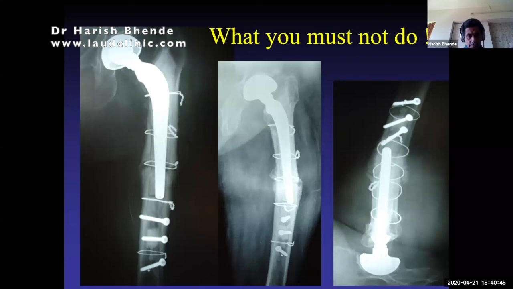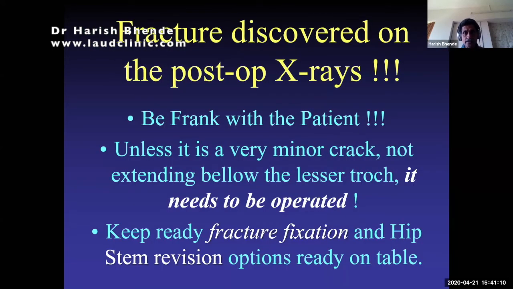So these are incomplete or half-hearted surgical attempts. If you are doing a surgery, make sure of what you do on the table. The first chance you get is the best chance, and you may not get a second or third chance, because that means a bigger operation, and sometimes the patient may not be very happy with this and may not stick to you in the future. Now, what happens to a fracture discovered after the post-op X-ray?